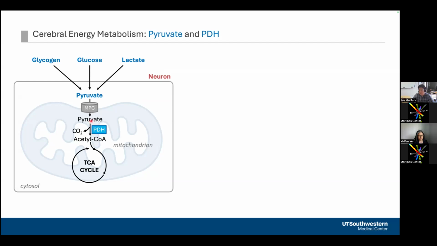dehydrogenase. This is an irreversible metabolic pathway. Once pyruvate is converted to acetyl-CoA, although it has a couple of other metabolic pathways, primarily it goes directly into the TCA cycle. So the PDH is a regulating enzyme and the entry enzyme for pyruvate into the mitochondria. Understanding PDH and measuring the PDH flux is quite important for cerebral energy metabolism.